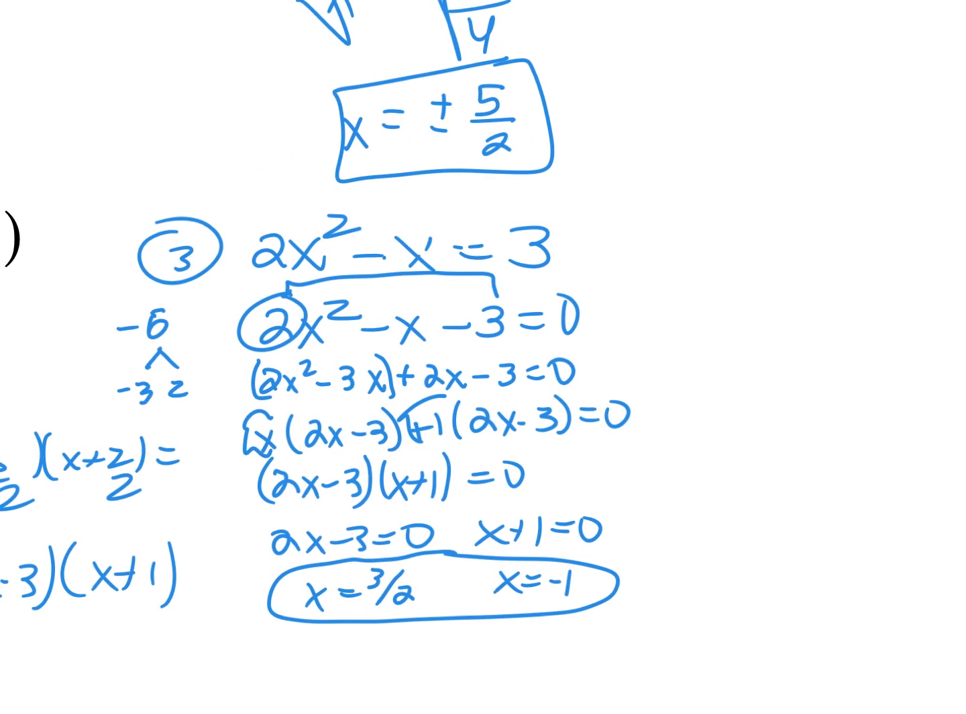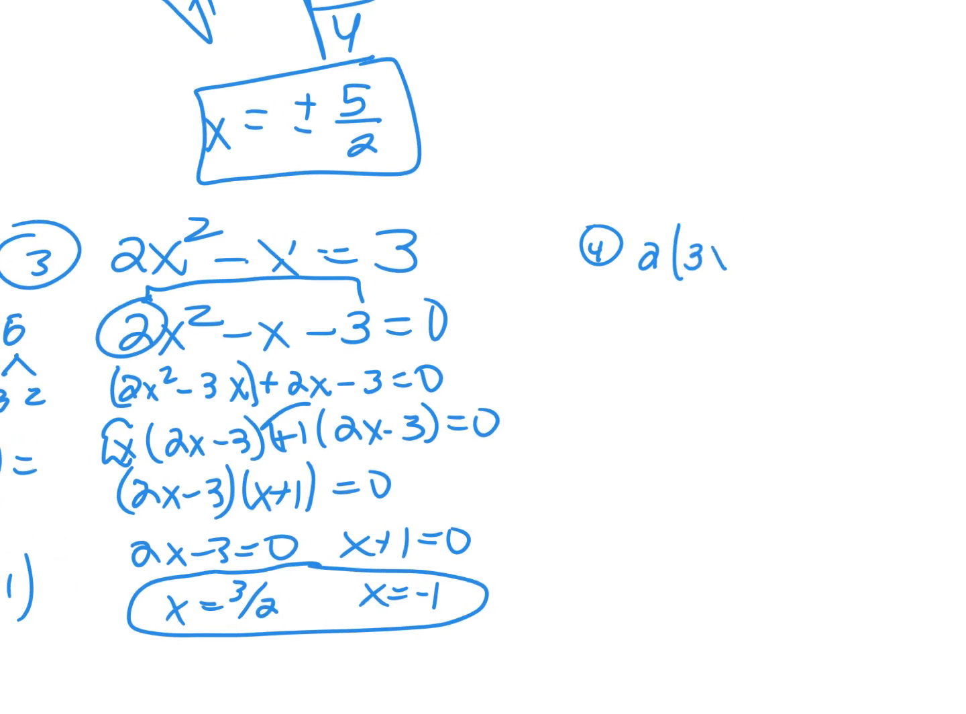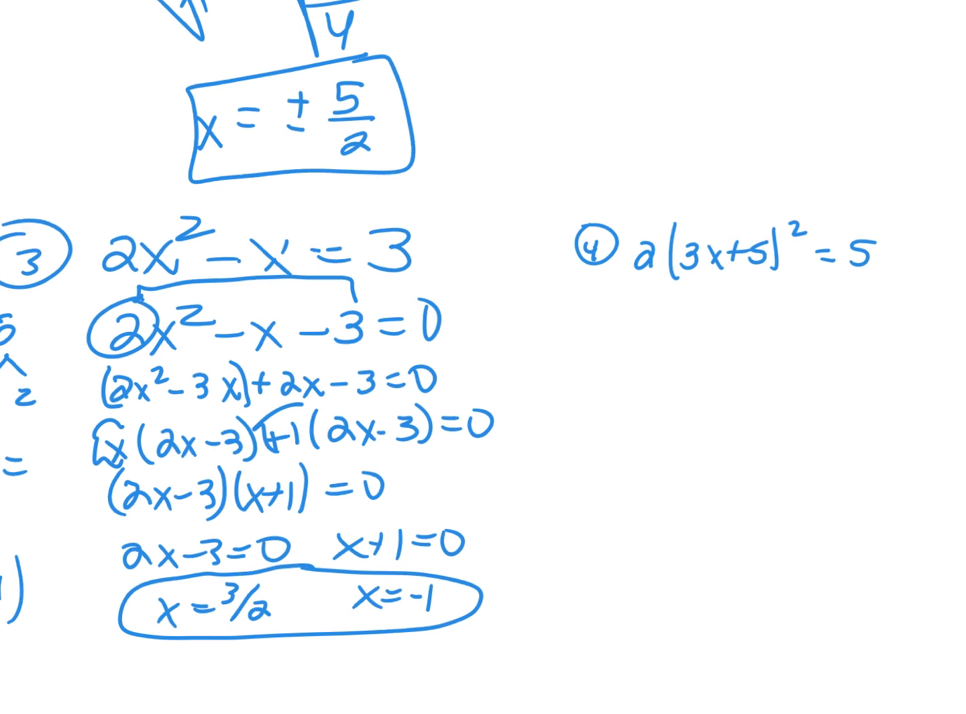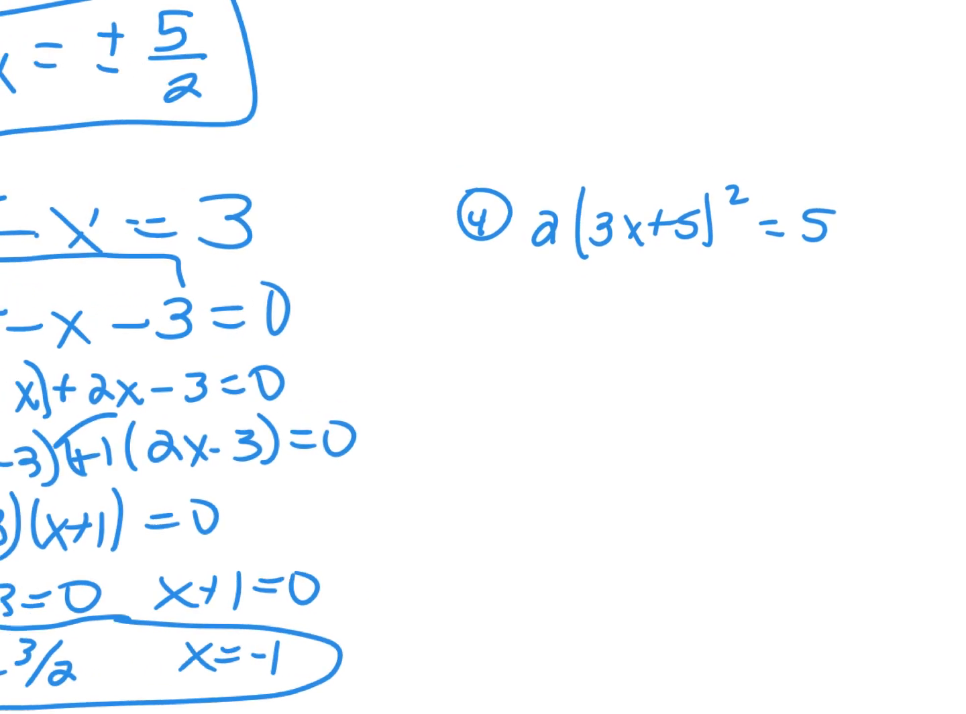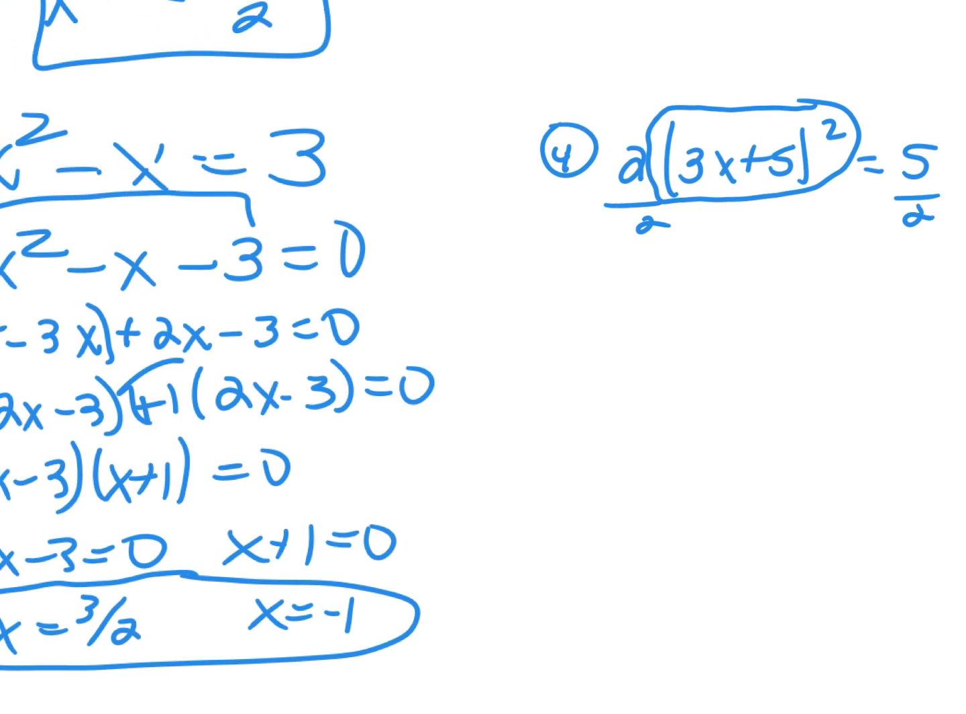So now let's look at number 4. All right, number 4 is 2 times 3x plus 5 quantity squared equals 5. All right, so how shall we approach this problem? Well, the first thing I'm going to do is try to get this binomial squared all by itself. So I'm going to divide both sides by 2. So we have 3x plus 5 quantity squared equals 5 over 2.